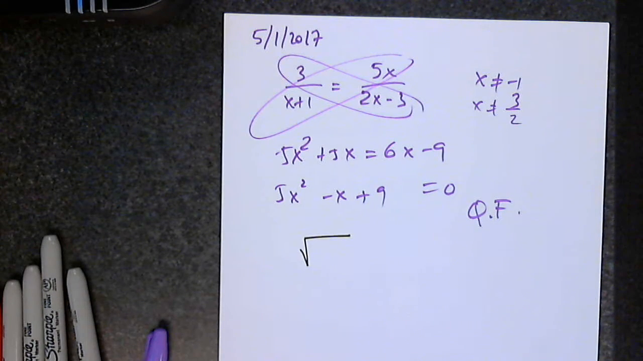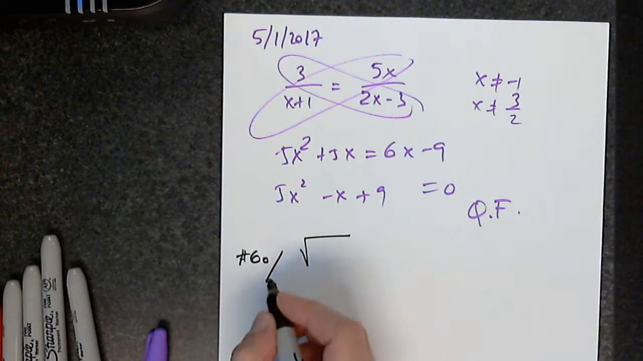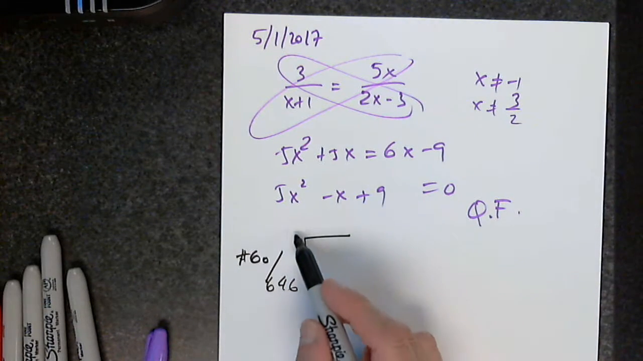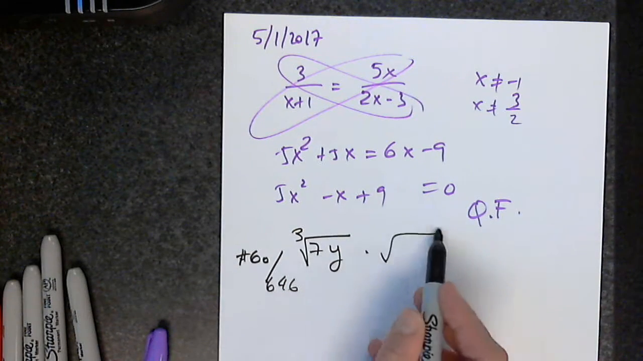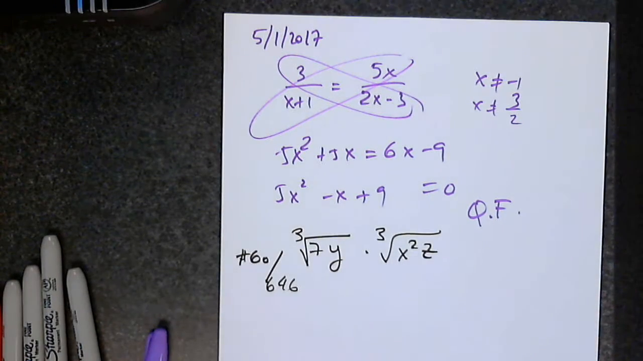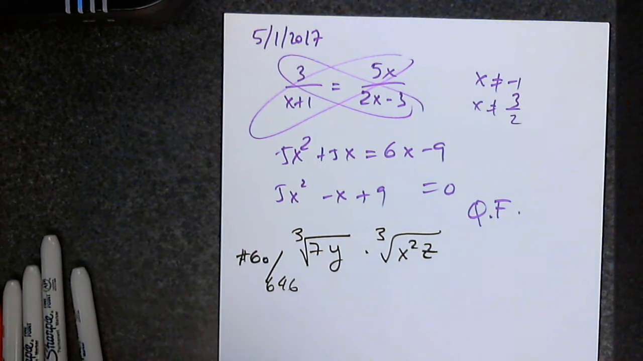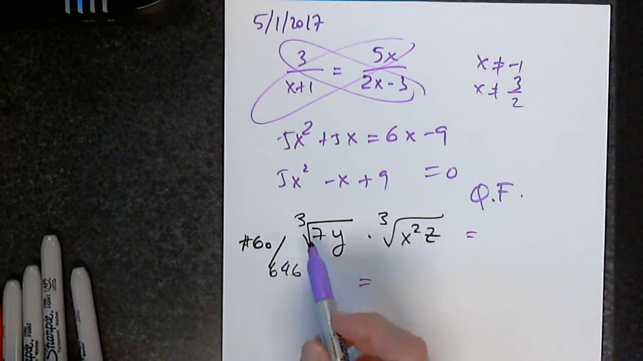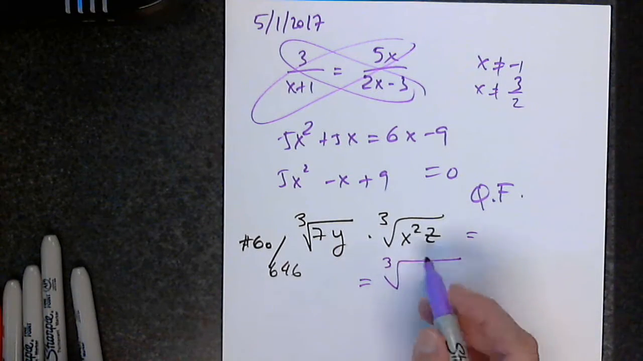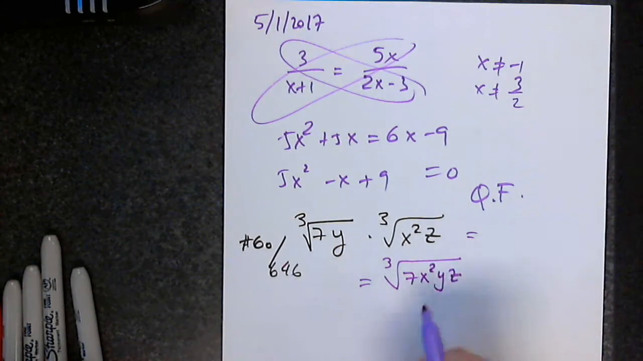Okay, let's take a look at chapter 10. We want to start reviewing with chapter 10. I think you're referring to something like this. Problem 60 on page 646. We have the cube root of 7y multiplied by the cube root of x squared z. Is this something that you had in mind? Yeah, but it's small. Okay, we'll find longer ones in a second. Since they are the same cube root, I can write the cube root of 7x squared y z.